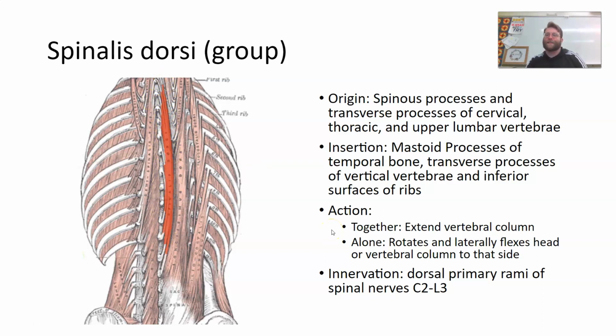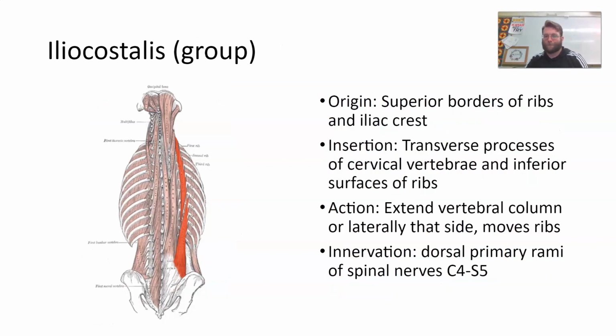This action, again, is the same as what's going on with the longissimus. It helps with extension in the vertebral column, and then if you fire one side or the other, you're going to have that medial lateral rotation, and then that lateral flexion that you're going to see in your head or neck if you contract it. Again, these muscles are smaller than your longissimus, not quite as strong, but they, again, work together to allow you to do that range of motion.